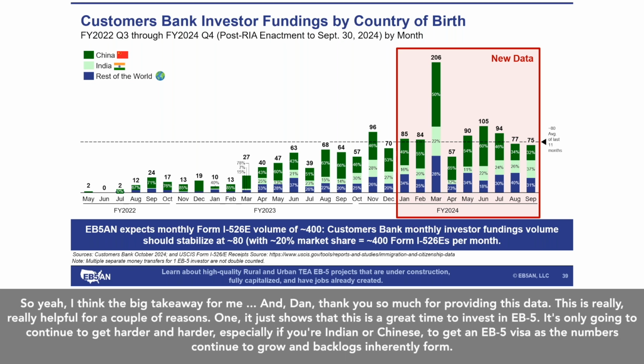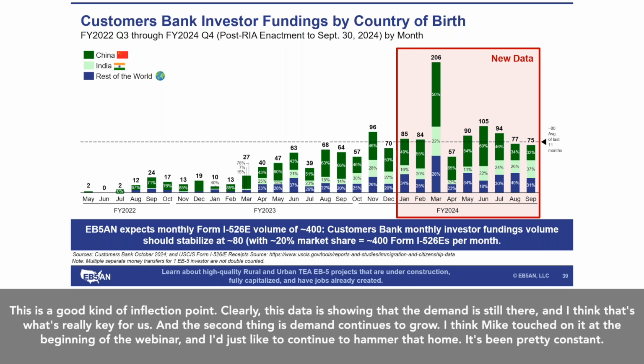So yeah, the big takeaway for me, and Dan, thank you so much for providing this data. This is really helpful for a couple of reasons. One, it shows that this is a great time to invest in EB5, right? It's only going to continue to get harder and harder, especially if you're Indian or Chinese, to get an EB5 visa as the numbers continue to grow and backlogs inherently form. This is a good inflection point, right? Clearly, this data is showing that the demand is still there. And I think that's what's really key for us.